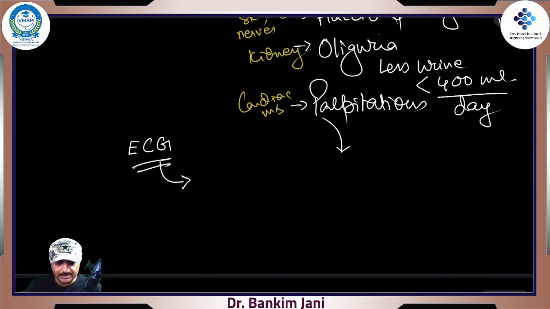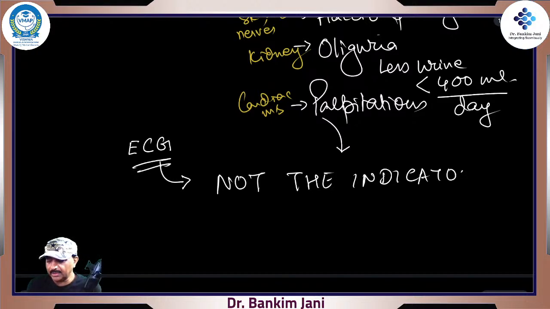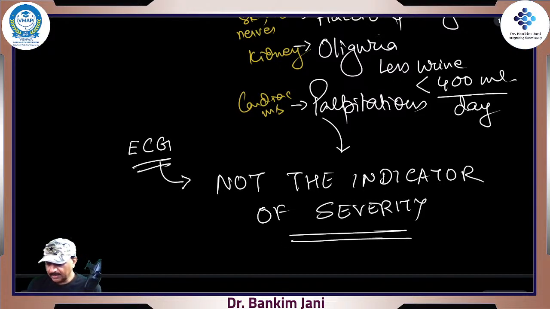So in case of ECG, ECG is, I'm writing in capital, not the indicator of severity. It is not the indicator of severity, but definitely an indicator of presence. It will tell, right? And there are all the changes. What happens to the QRS complex, what happens to the P wave, how it gradually disappears, then it becomes a sine wave, all those things, right? But that is when we learn the normal ECG, and then we'll implement this combination.